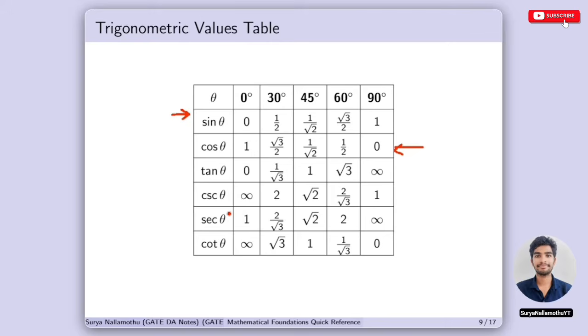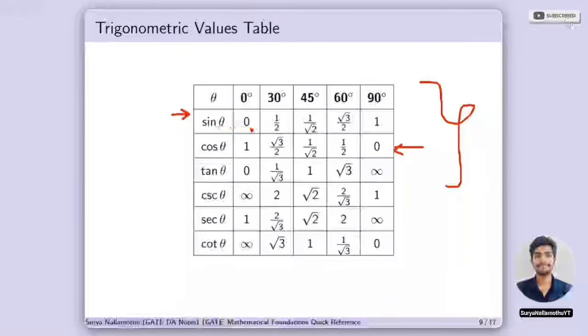For secant theta, you know that cos theta is equal to 1 by secant theta, right? So applying 1 by each cos value, we get secant theta: 1, 2 by root 3, root 2, 2 and infinity. Similarly, for the reciprocal of tan theta, tan theta is 1 by cot theta, right? So by applying 1 by tan values, we get the cot theta values. This way you can remember the trigonometry values table very easily by just remembering the sin theta values.